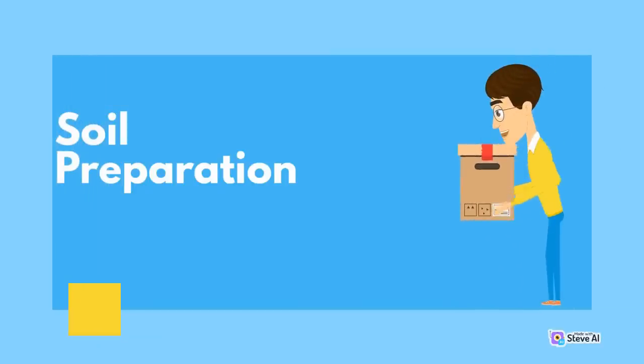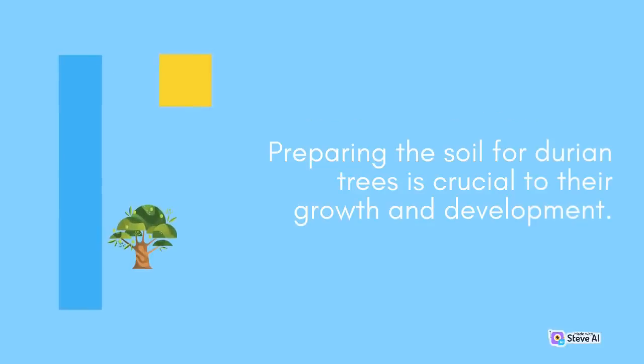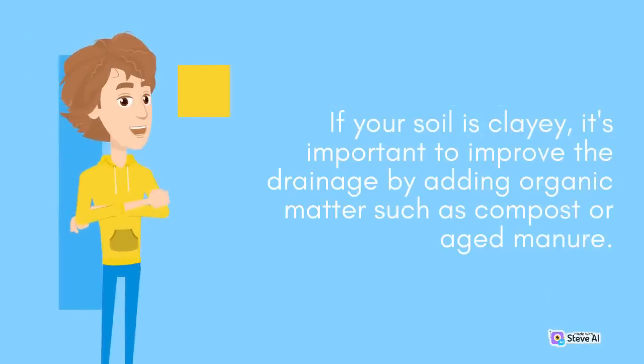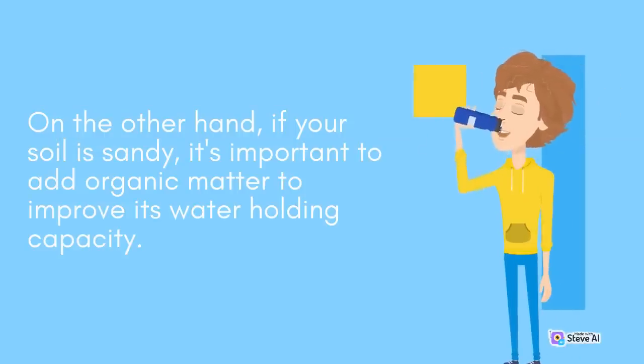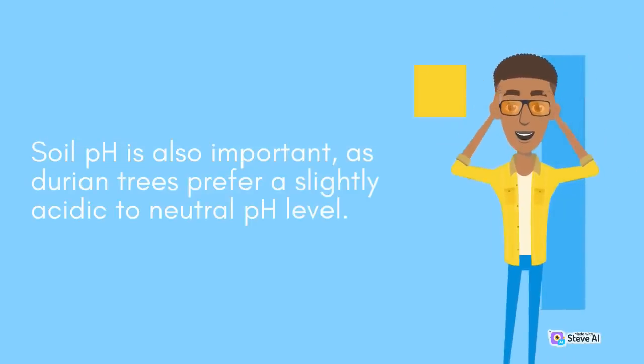Soil preparation. Preparing the soil for durian trees is crucial to their growth and development. If your soil is clayey, it's important to improve the drainage by adding organic matter such as compost or aged manure. On the other hand, if your soil is sandy, it's important to add organic matter to improve its water-holding capacity. Soil pH is also important, as durian trees prefer a slightly acidic to neutral pH level.